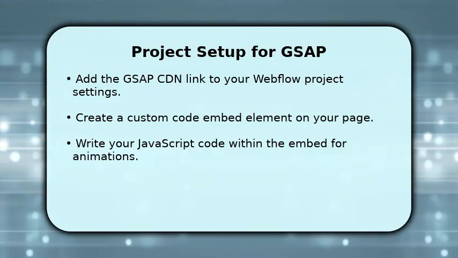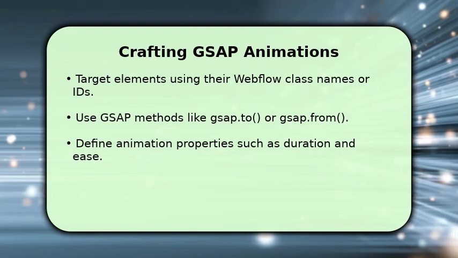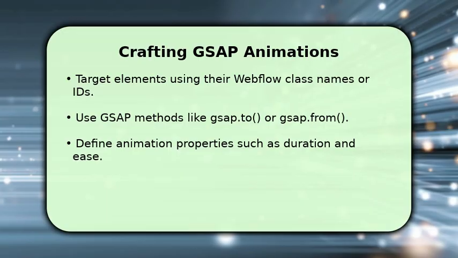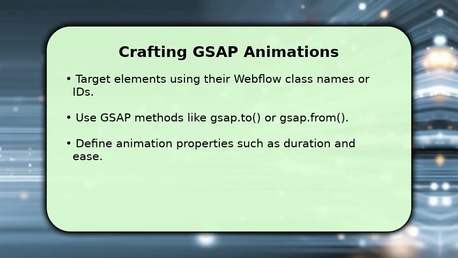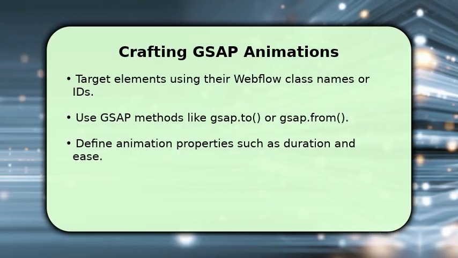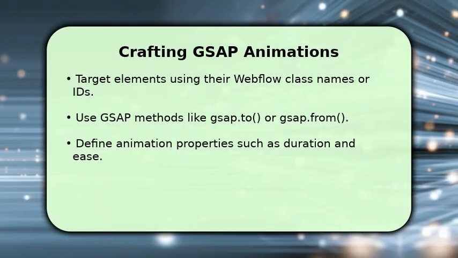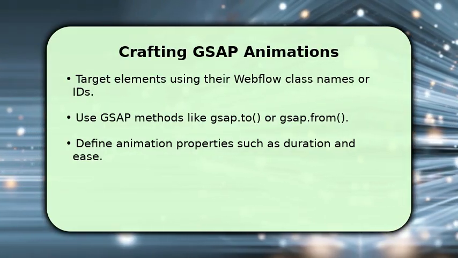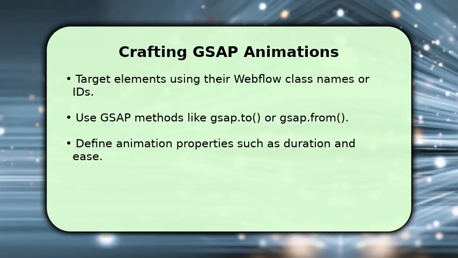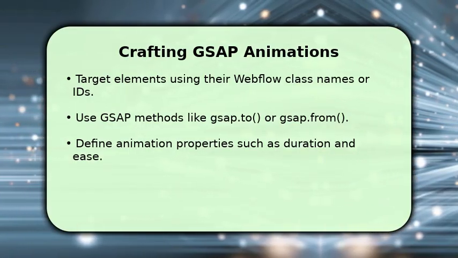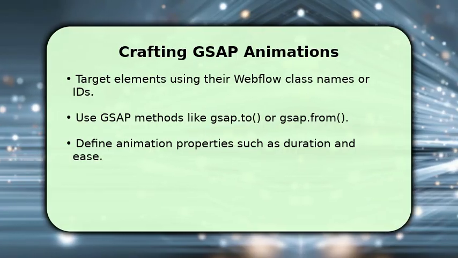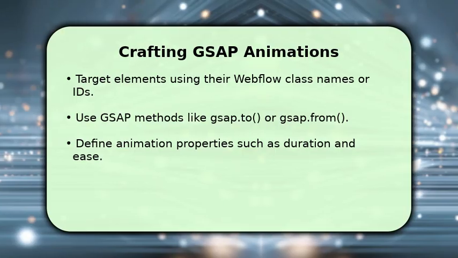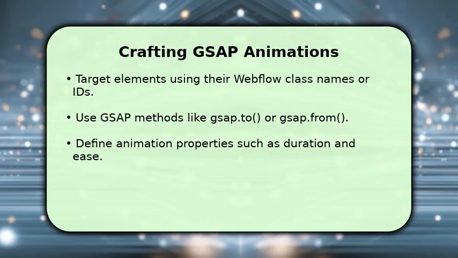on your live site. When writing your animations, it's crucial to correctly target your Webflow elements. You can use their assigned class names or unique ID within your JavaScript. Employ GSAP methods like gsap.to for animating to a new state, or gsap.from to animate from a starting state. Remember to define key properties such as animation duration, measured in seconds, and easing functions for smooth transitions.